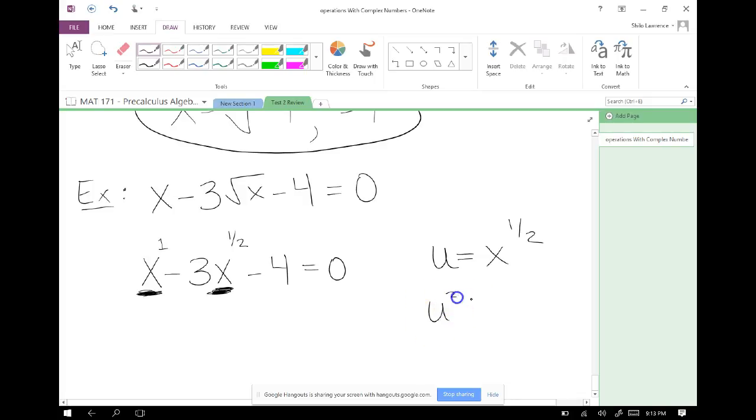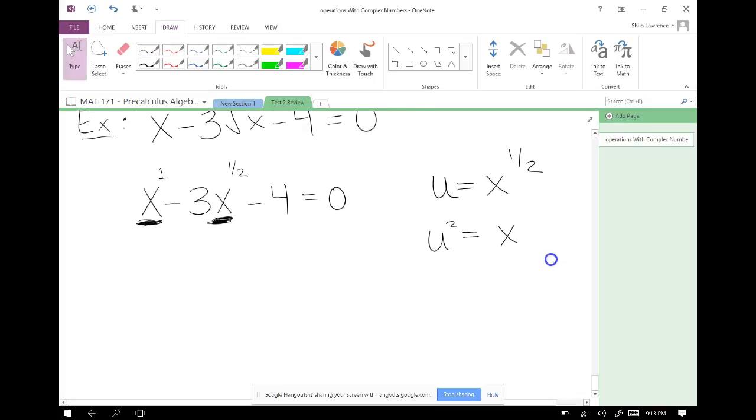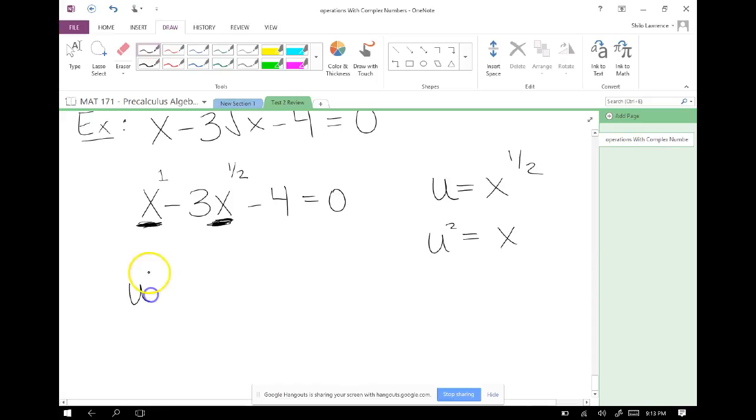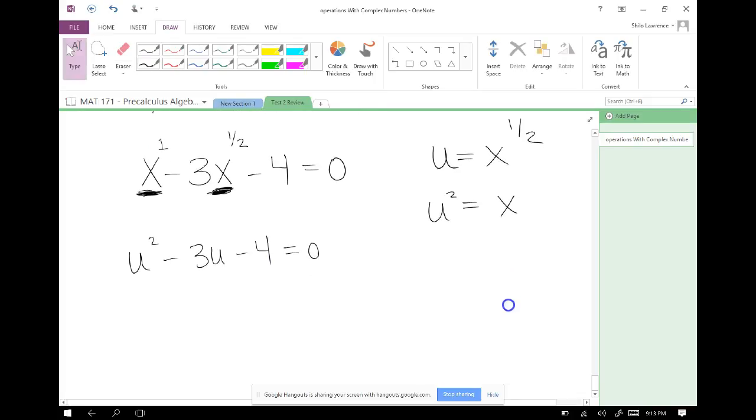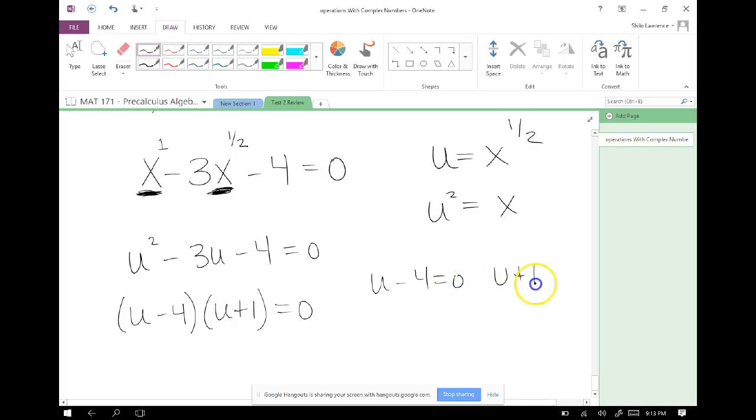And that's going to make u squared the power that is doubled. And we're going to rewrite this equation with the u's. So this is going to be u squared minus 3u minus 4 equals 0. And that factors, that's u minus 4, u plus 1 equals 0. So either u minus 4 equals 0 or u plus 1 equals 0, which means u equals 4 or -1.